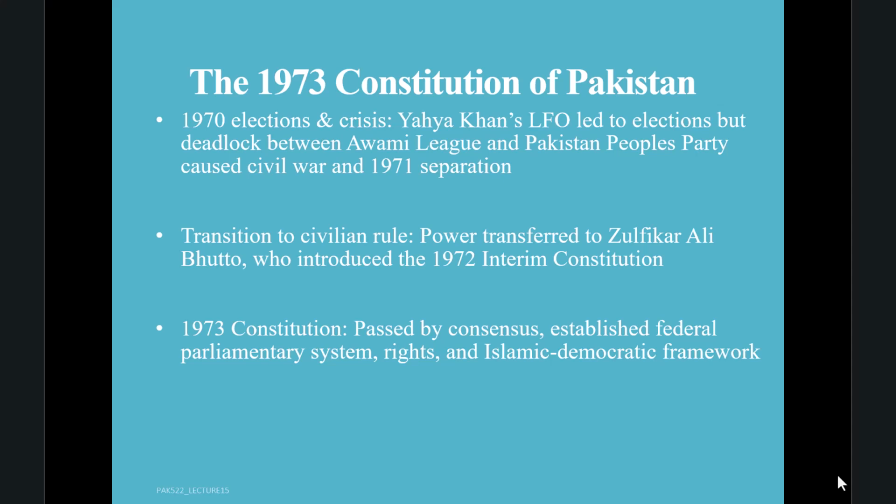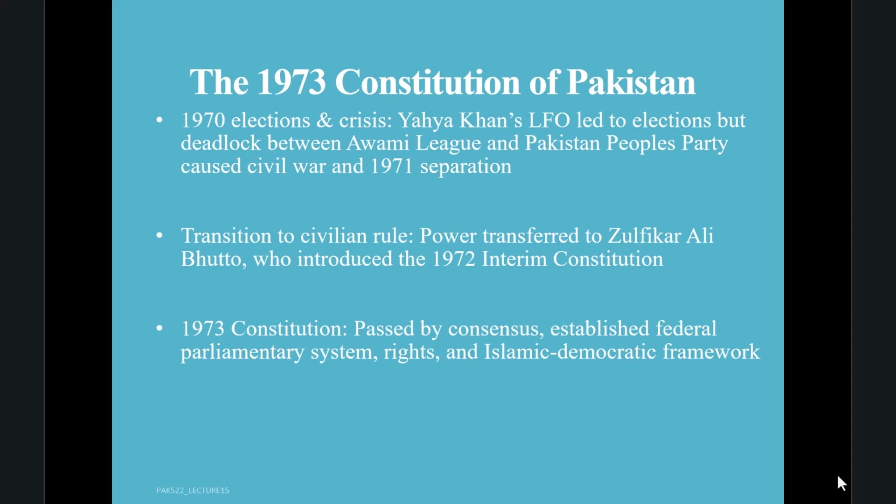The permanent constitution was passed by the National Assembly on 12 April 1973 and came into force on 14 August 1973. Unlike the earlier constitutions, the 1973 Constitution was developed through a broad political consensus among major political parties. It established a federal parliamentary system, defined the rights of the citizen, and incorporated Islamic principles within a democratic framework.